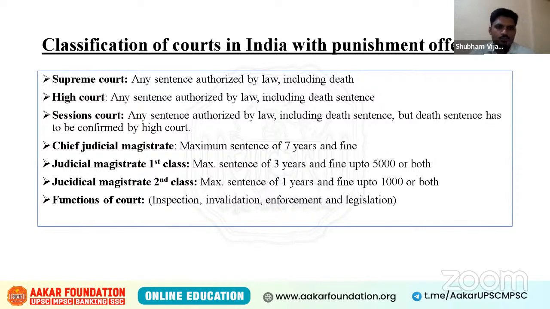Then the next one is the Chief Judicial Magistrate. Here they can punish the particular person for 7 years with some fine. Then below that comes Judicial Magistrate first class and later on Judicial Magistrate second class. In the first class, maximum sentence of about 3 years and fine up to 5,000 or even both, means 3 years plus 5,000. And in the second class, maximum sentence of about 1 year and fine up to 1,000, or here also it can be both, 1 year plus 1,000.